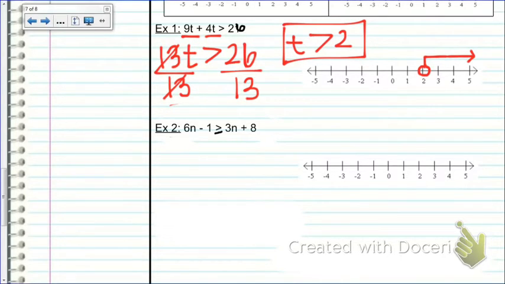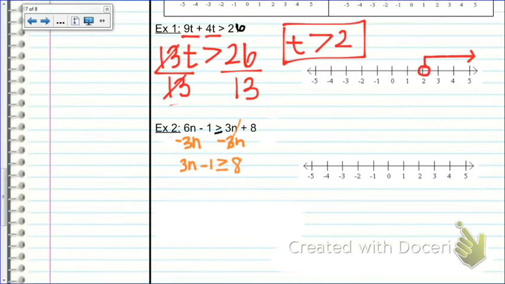So what we would do here is we would just start moving our terms over to the other side. So are you guys going to move 6n or are you going to move 3n? What do you think? I would move 3n because it's smaller. So subtract 3n from both sides. As a reminder, subtracting does not flip the inequality. Only multiplication and division does. So what am I left with on the left side? 3n minus 1 greater than or equal to 8.